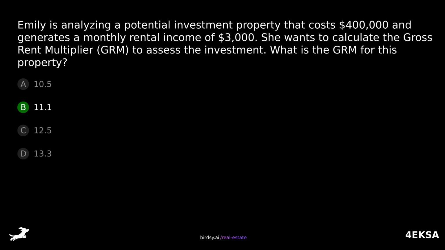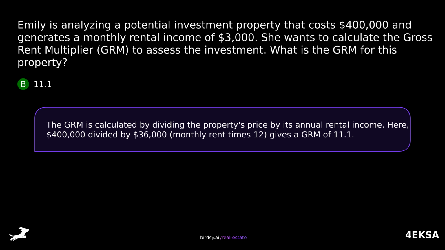The correct answer is B, 11.1. The GRM is calculated by dividing the property's price by its annual rental income. Here, $400,000 divided by $36,000 gives a GRM of 11.1.